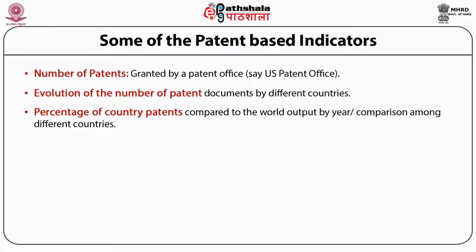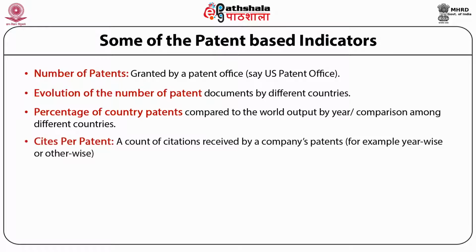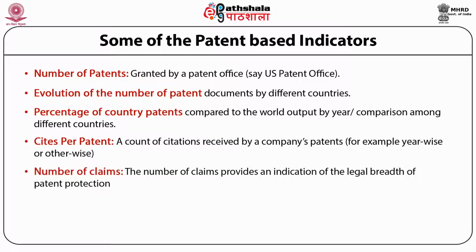As you know, similar to our research papers, where a large number of citations tells us about the importance of a research paper, here also if a patent is cited subsequently by a large number of patents, it shows the importance of that particular patent for the technology in question. And here we can look at the count of citations received by companies' patents or a research unit, year-wise or otherwise. Number of claims provides an indication of the legal breadth of a patent protection.